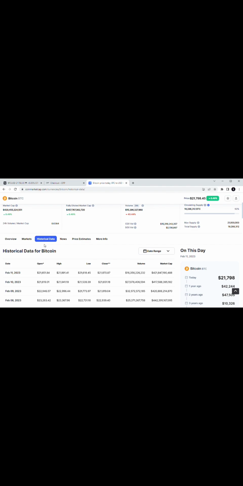This historical data is just the price data right from the onset of Bitcoin, showing you the different prices it opened on a particular day, it closed, the highest it went and the lowest it went for that day. You can also check the news on Bitcoin.